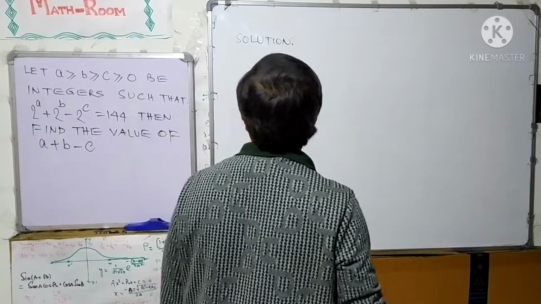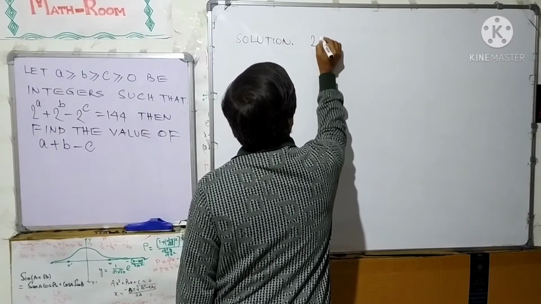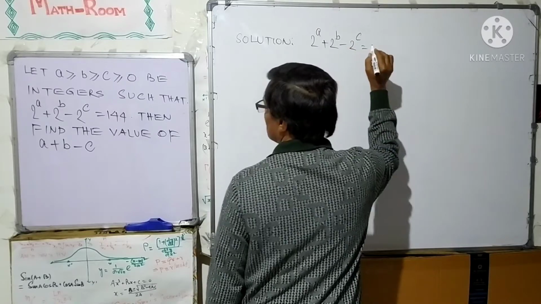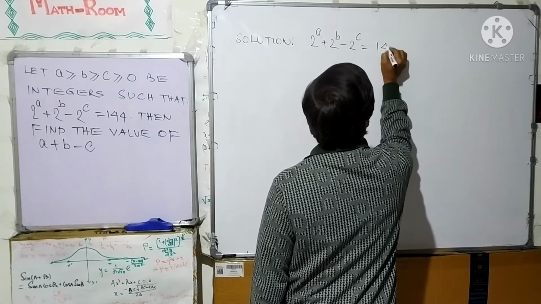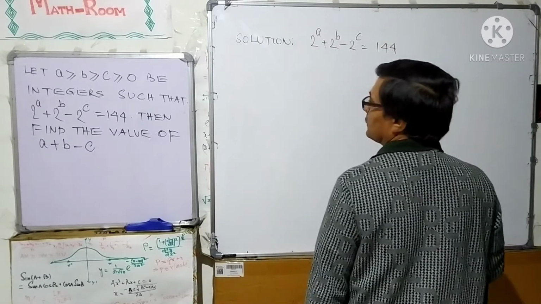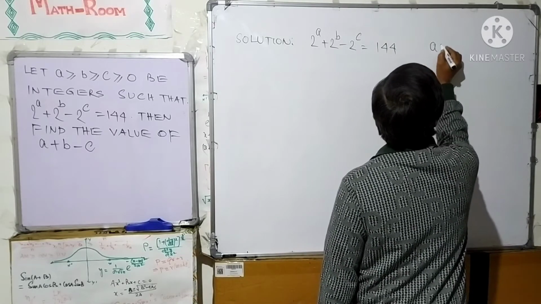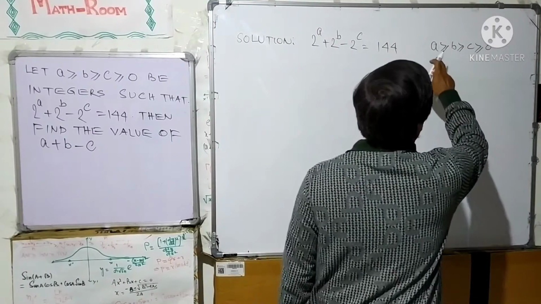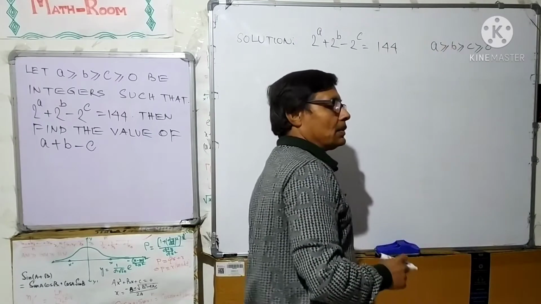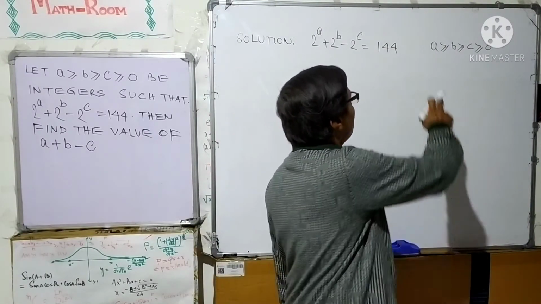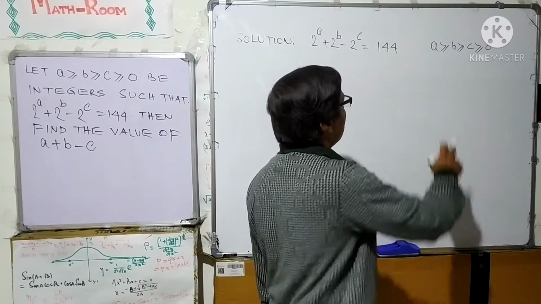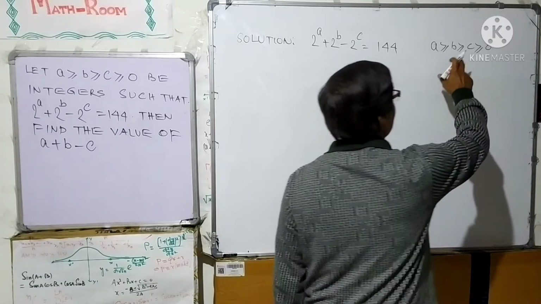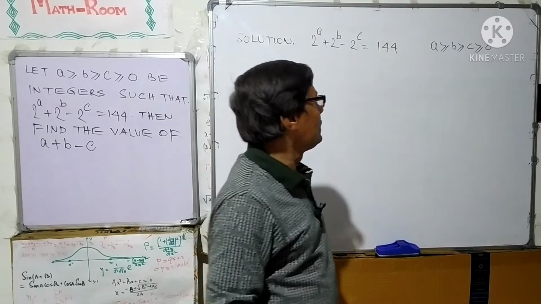Here the equation is given as 2^a + 2^b − 2^c = 144. Here a ≥ b ≥ c ≥ 0, all are integers. Here c is the least among these three integers a, b, c, and these integers are non-negative integers.